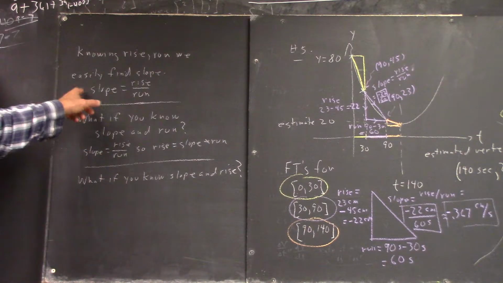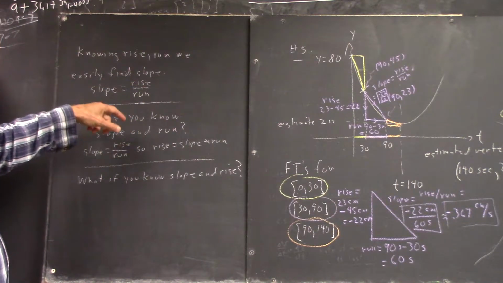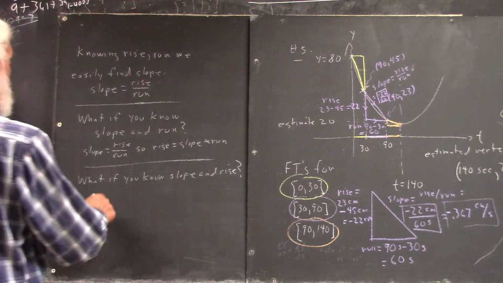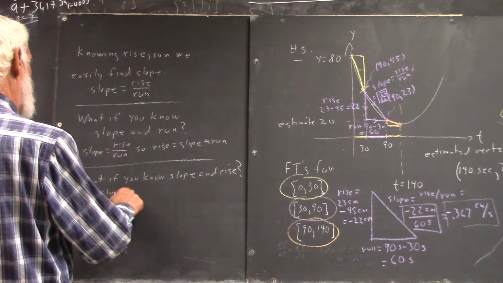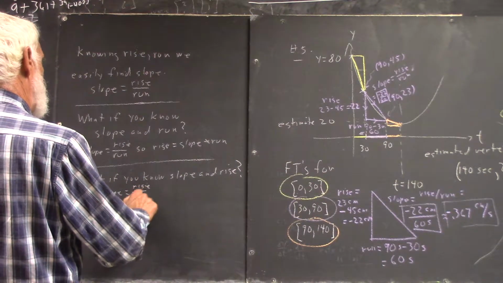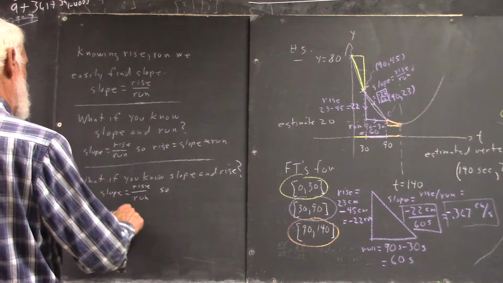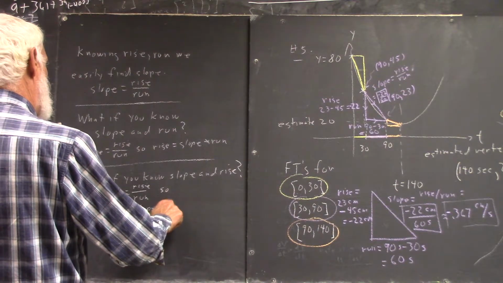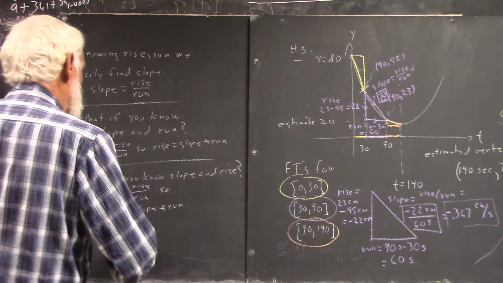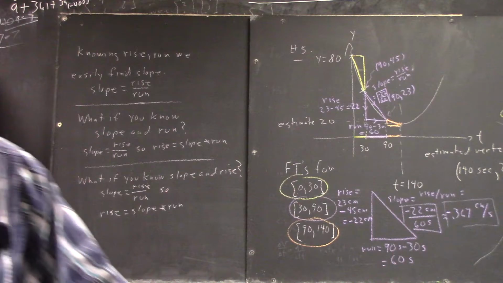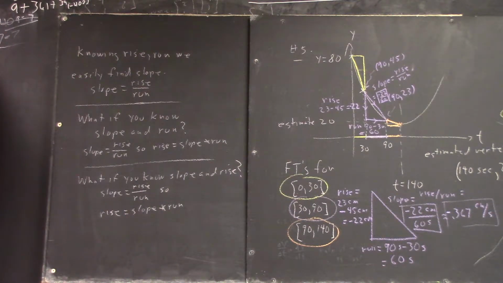Well, you ask yourself, how do I solve this equation for the run? Okay? Well, let's say slope is rise over run, so rise equals slope times run, right? And you want to go through that step to then figure out what the run has to be. So what's the run going to have to be? I'm going to calculate the run.